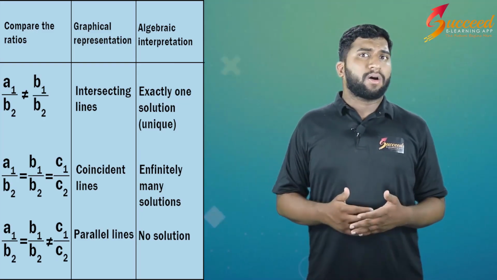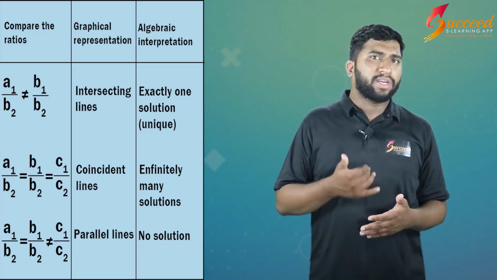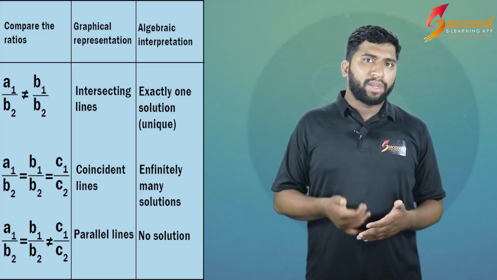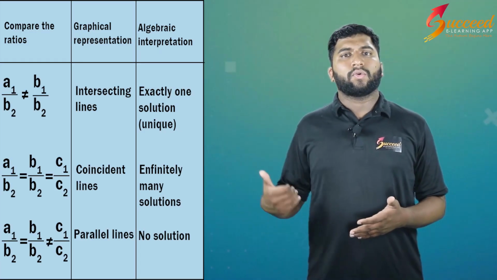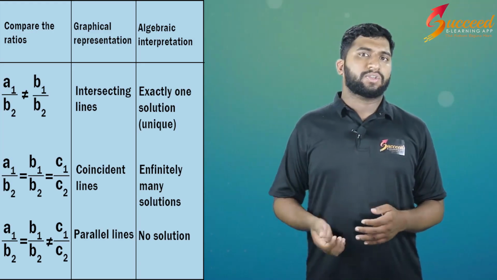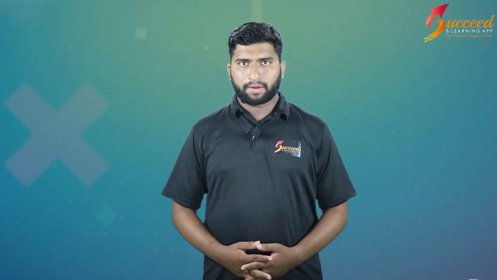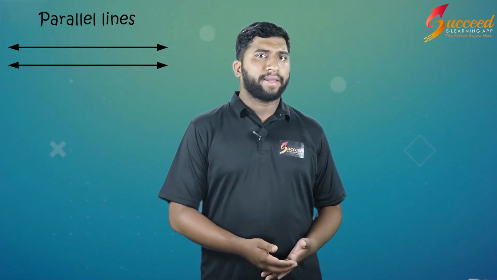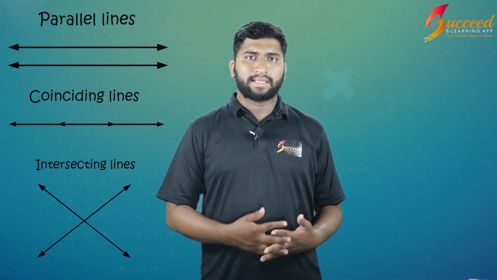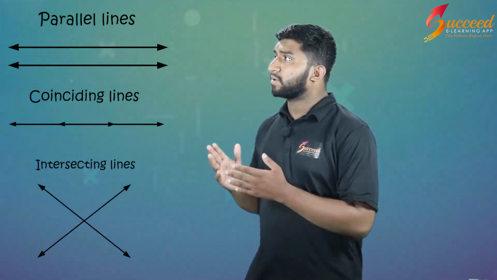So this is how, with the help of the ratios of the coefficients, we get to know what kind of solutions the linear equations will be having. Friends, we shall move on to graphically represent the pairs of linear equations. As we have already discussed, we will be getting three kinds of graphs while solving the pairs of linear equations, that is parallel lines, coinciding lines and intersecting lines. So here our first question goes like this.